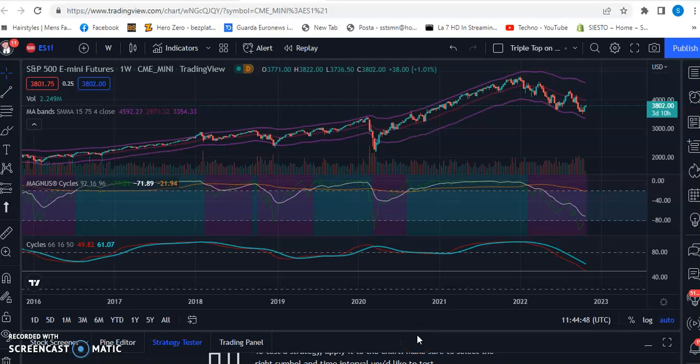Today we'll be analyzing three assets: the S&P 500, the Nasdaq 100 and Ethereum against US dollar.